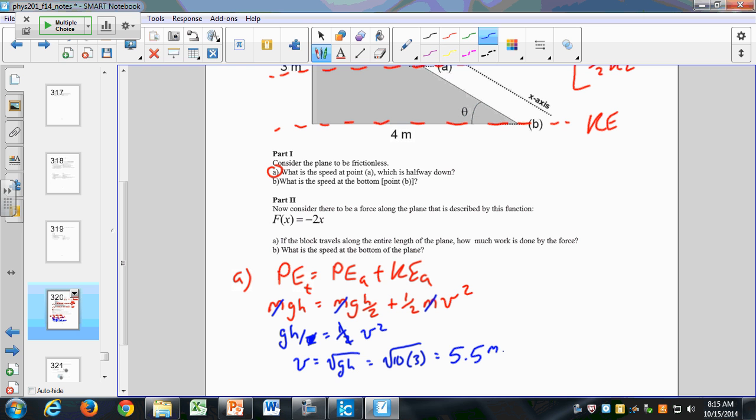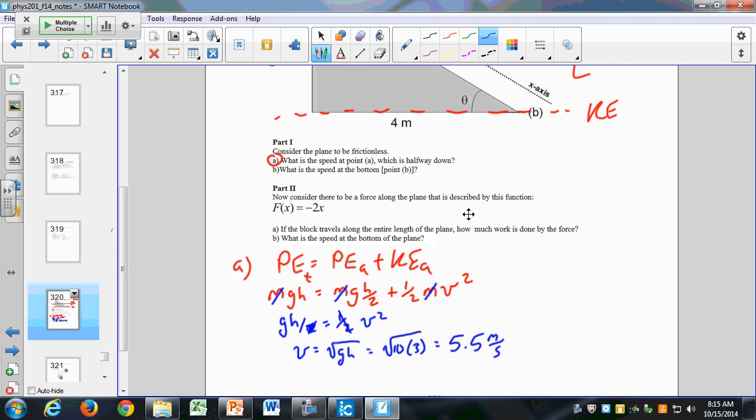I get 5.5 meters per second. Y'all agree? Is that what y'all got? Let me step you through this. So I say the potential energy at the top, that's all that it has at the top because it's not moving. That's going to equal the potential energy at point A plus the kinetic energy at point A.